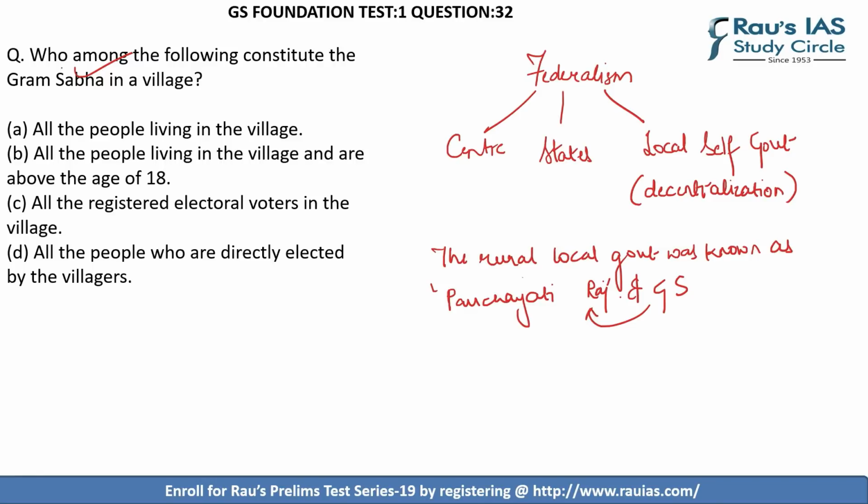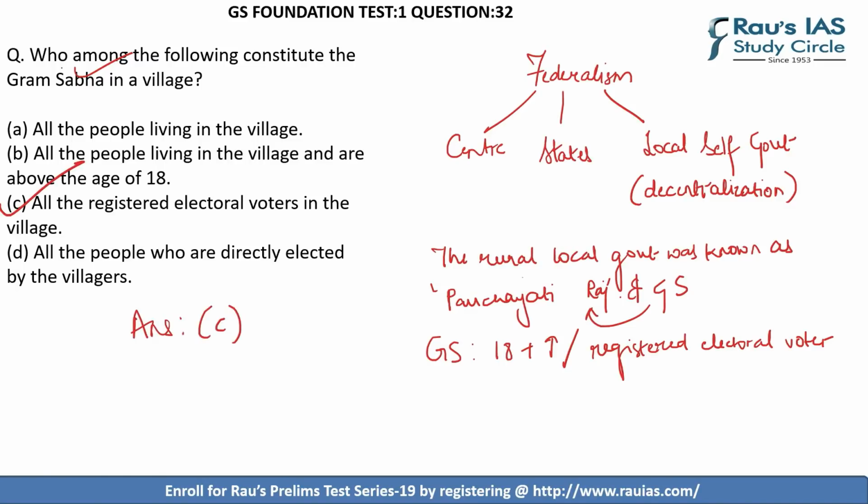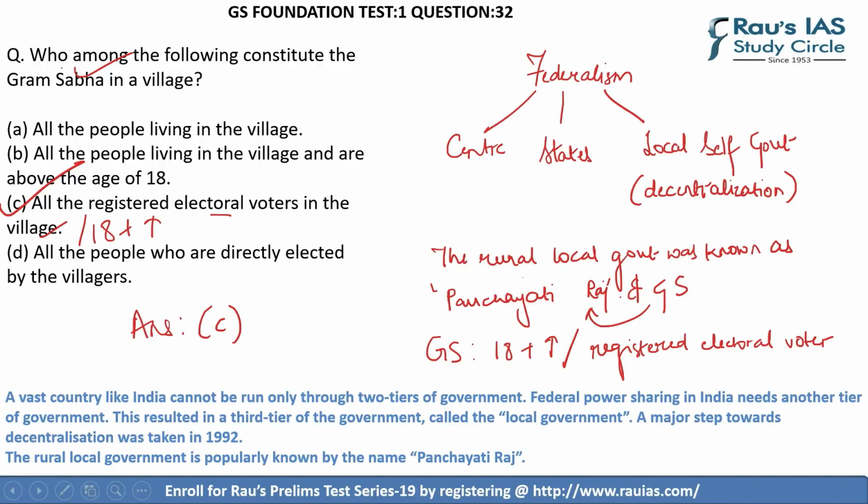Now, in order to become a member of Gram Sabha, a person residing in a village should be 18 and above and should be a registered electoral voter. And it is in this context that the final and correct answer would be option C, that is all the registered electoral voters in the village, as it also indicates that if a person is registered as an electoral voter, he or she would be 18 or above. Please also have a look at the explanations.